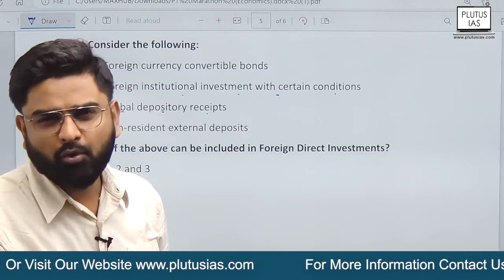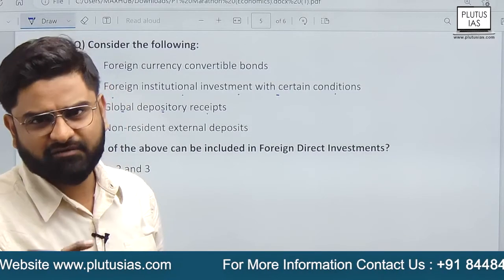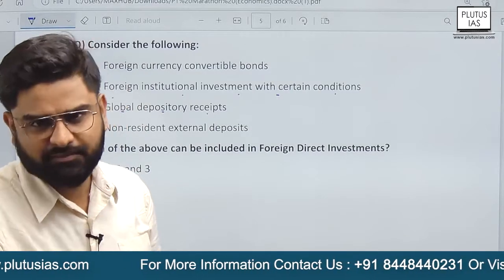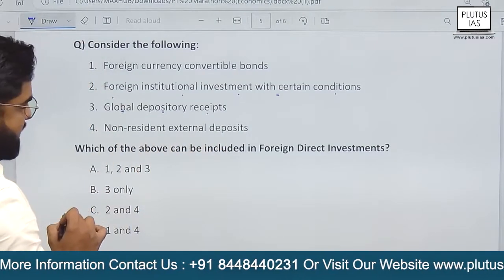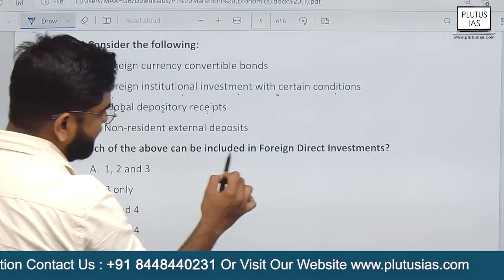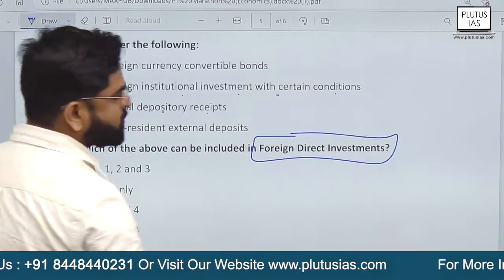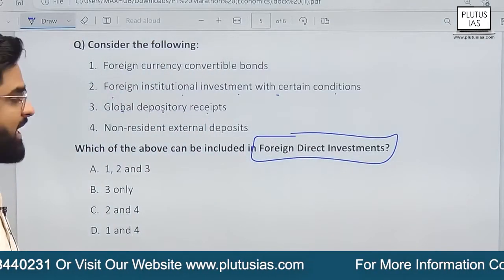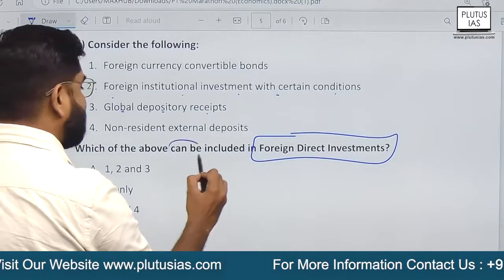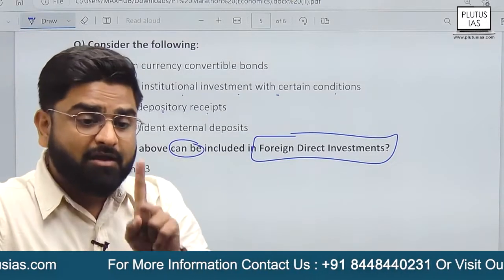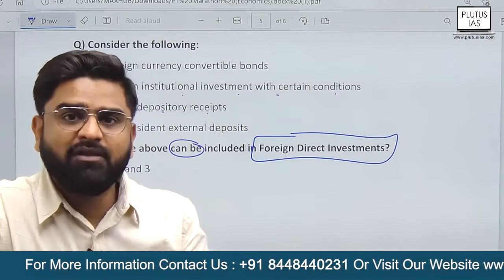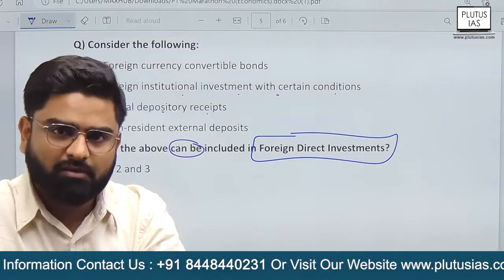And if you want to attract more capital, it is just like a website, like .com and .in, the same concept. Okay. Non-resident external deposit, okay. What do we need to catch here? Which of the above can be FDI? Now the biggest thing is that it says 'can be' here. Keep this in mind: wherever there is an extreme word in the question, there are high chances that it is wrong.